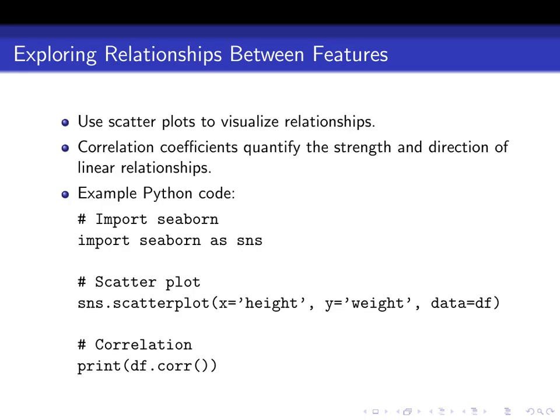Next, we explore relationships between features. Scatterplots help us visualize relationships between numerical features, while correlation coefficients give us a numerical summary of the strength and direction of these relationships. For instance, a positive correlation means that as one feature increases, the other tends to increase too. The provided code demonstrates how to create scatterplots and calculate correlation values.